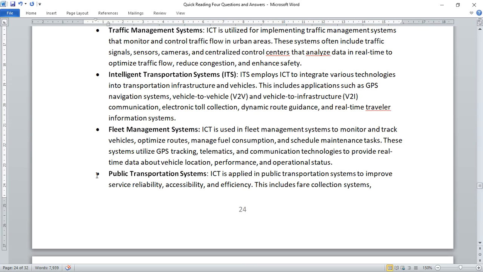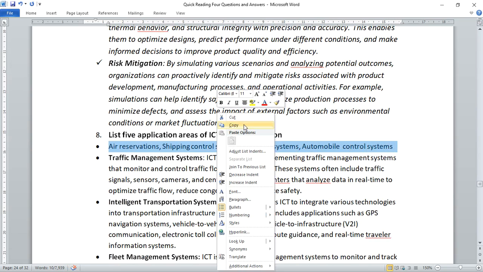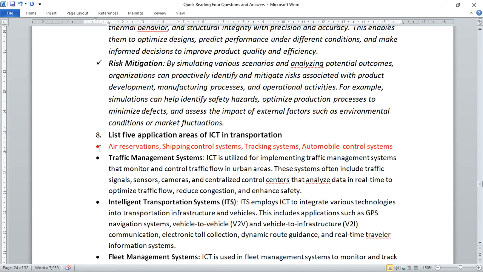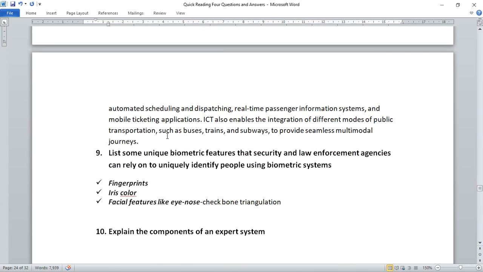You can read how I have really explained, but all these fall under the points that I have summarized up here. So in an exam situation, you can just pick these: air reservation, shipping control system, tracking system, out research. Then try, for example, to explain a bit.